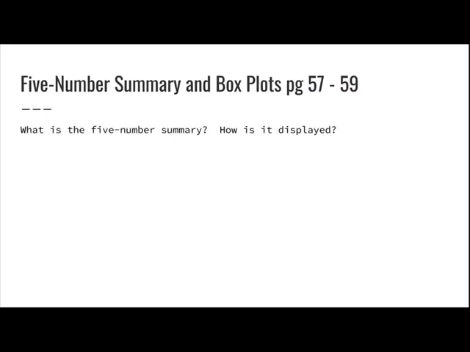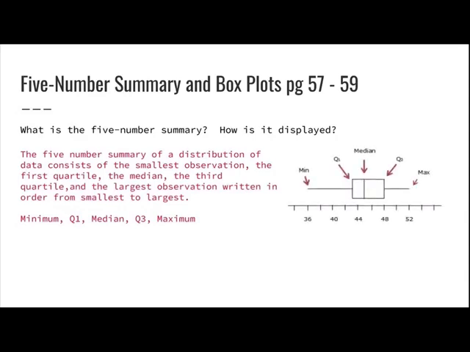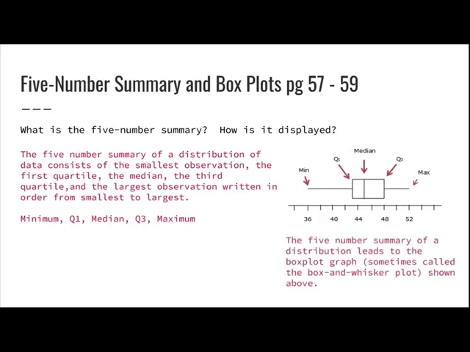Take a second to read pages 57 through 59. What is the 5-number summary and how is it displayed? The 5-number summary of a distribution of data consists of the smallest observation, the first quartile, the median, the third quartile, and the largest observation, written in order from smallest to largest. The 5-number summary of a distribution leads to the box plot graph, sometimes called the box and whisker plot. It's shown above.